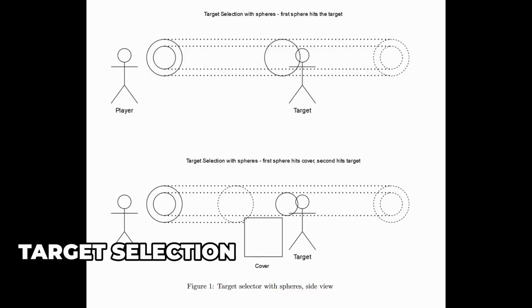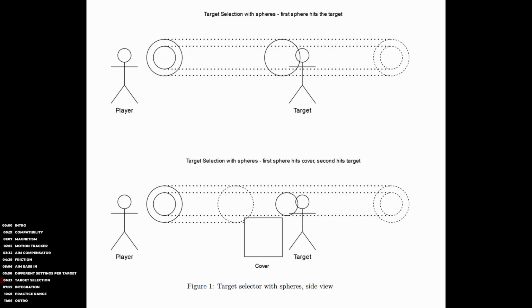How does target selection work? In a nutshell, the selector shoots spheres forward or lines in a cone shape, and if those find a blocking hit on a component that is tagged as a target, the target selector has found the target.